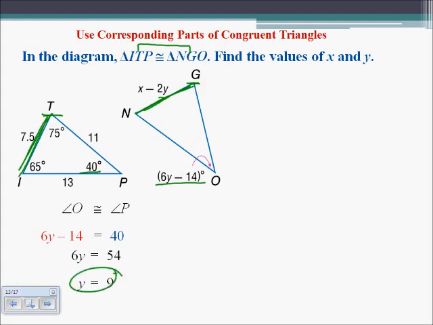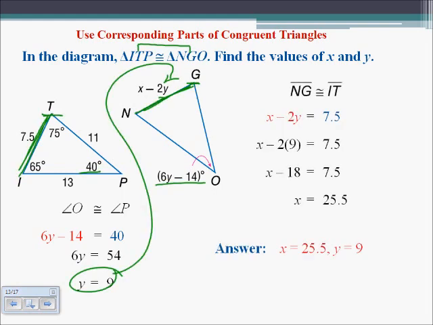Once y is equal to 9, I can plug that back in up top. And I know then that x minus 2y, or 2 times 9, is equal to 7.5. So x minus 18 is 7.5, and x is equal to 25.5. Final answer: x is equal to 25.5, y is equal to 9.